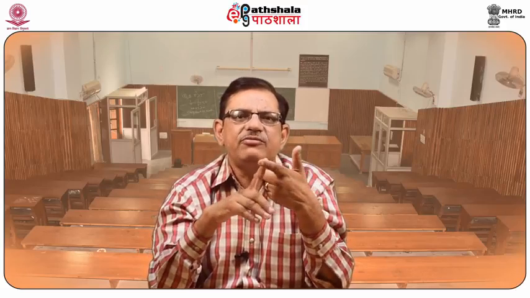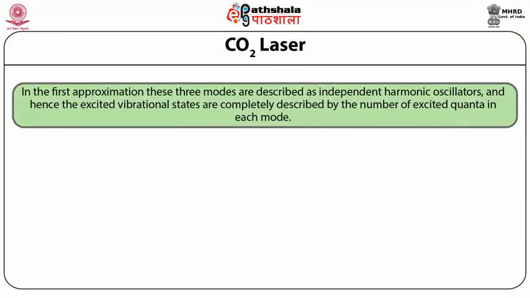In antisymmetric stretching, all the 3 atoms oscillate, but both the oxygen atoms move in one direction and carbon atom moves in the opposite direction. The figure mentions the symmetric stretching, bending mode and antisymmetric stretching. In the first approximation, these 3 modes are described as independent harmonic oscillators, and hence the excited vibrational states are completely described by the number of excited quanta in each mode.